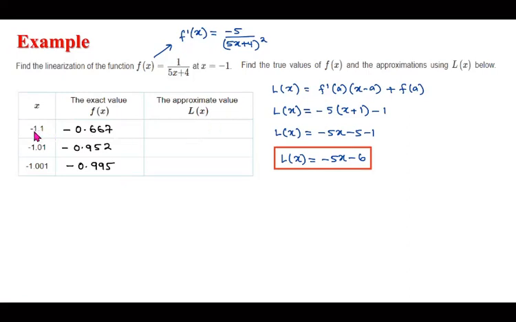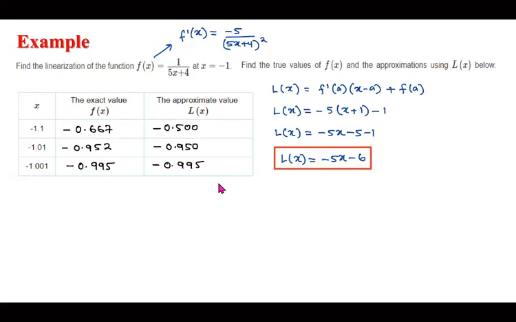So if we plug in -1.1 into this function to approximate, we get -0.500. You can see that they are a little bit off. They are not that close. Now, if I plug in -1.01 into this function and simplify, we get -0.950. Now you can see that this is much closer to the exact value. And if we plug in this one into the function and simplify, we get -0.995, exactly the same value.